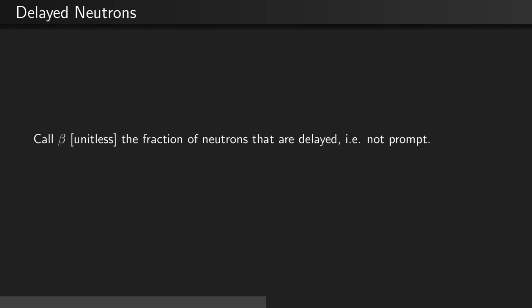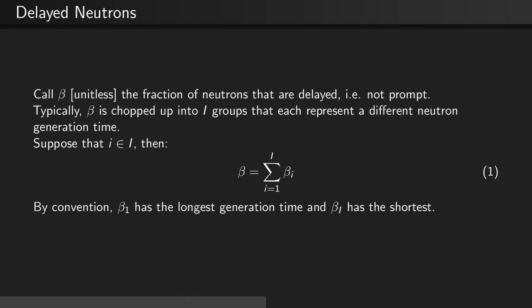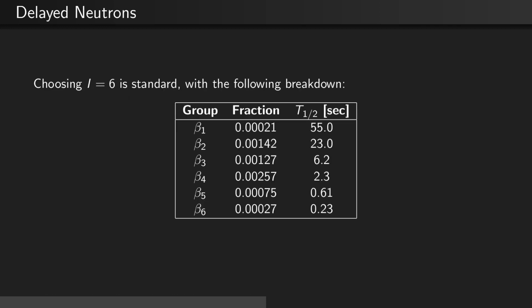Call beta a unitless quantity, the fraction of neutrons that are delayed, that is, not prompt. Typically, beta is chopped up into I distinct groups that each represent a different neutron generation time. Suppose that little i indexes big I, then the total delayed neutron fraction will equal the sum of the delayed neutron fractions for each group. By convention, beta 1 has the longest generation time, and beta I has the shortest. Choosing 6 delayed neutron groups is fairly standard. You can see the breakdown of these groups in this table.